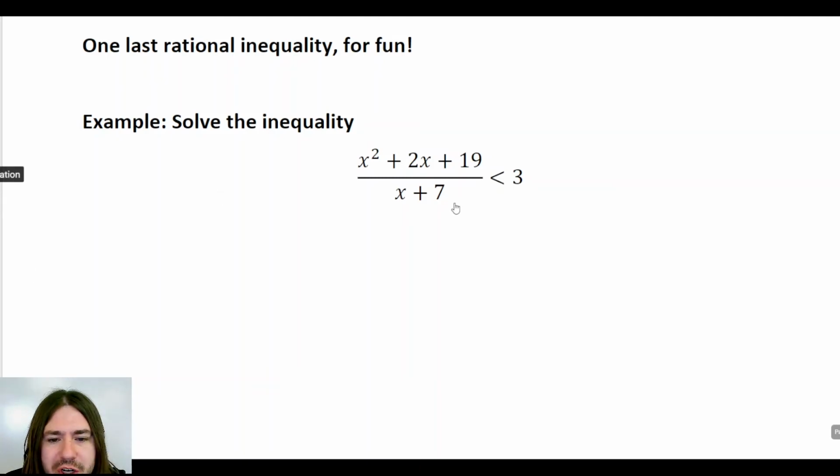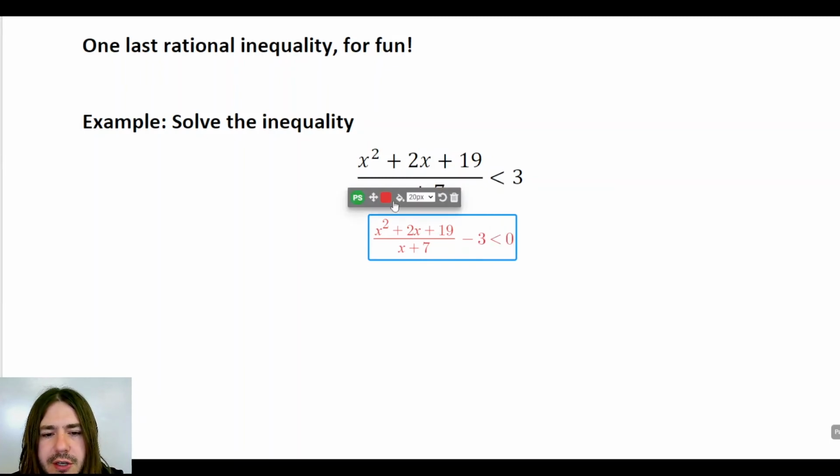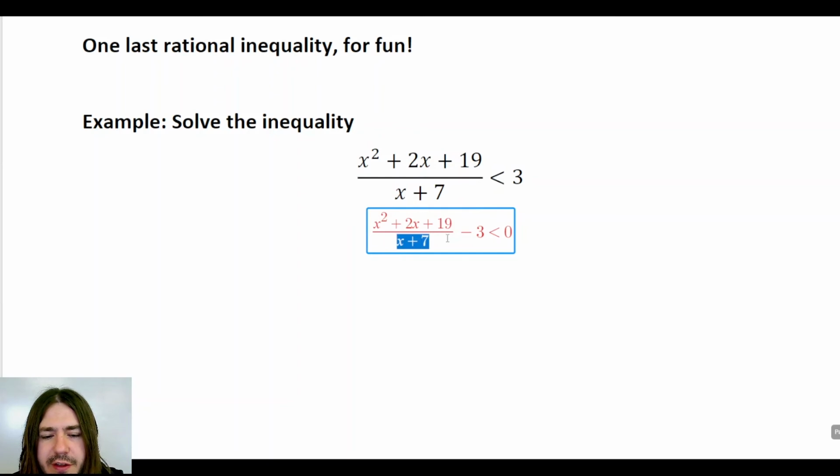So here I'm going to start by subtracting 3 from both sides. And then I will need to find a common denominator. So we have -3 is less than 0. The common denominator here is going to be x plus 7. So I'm going to multiply this guy by x plus 7 over x plus 7.